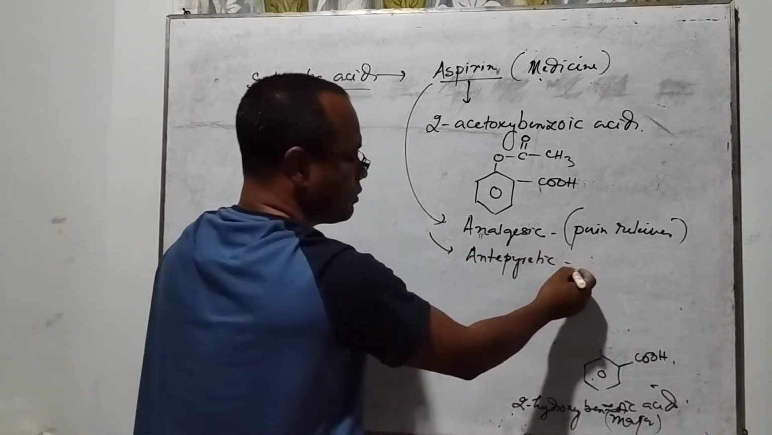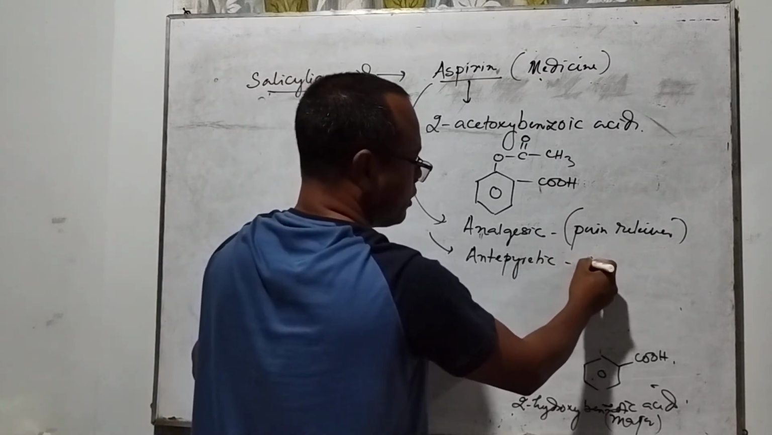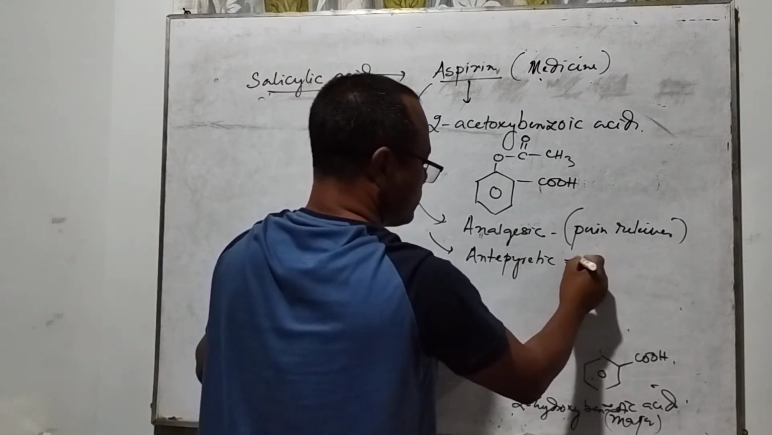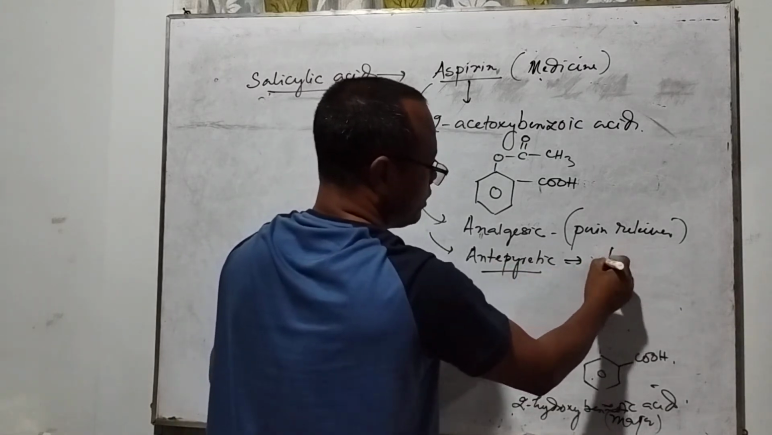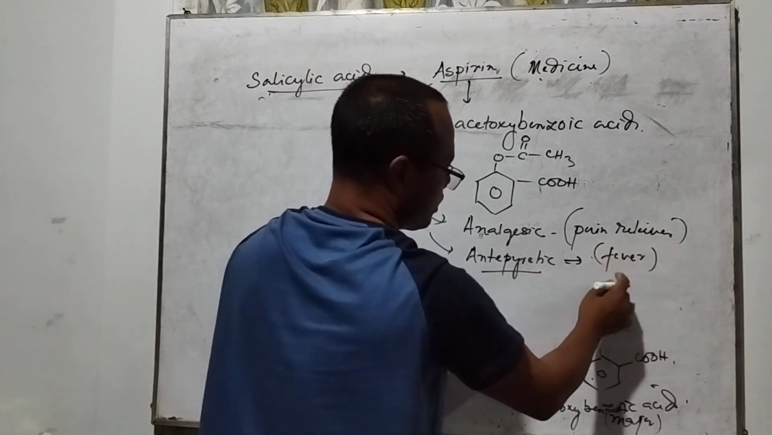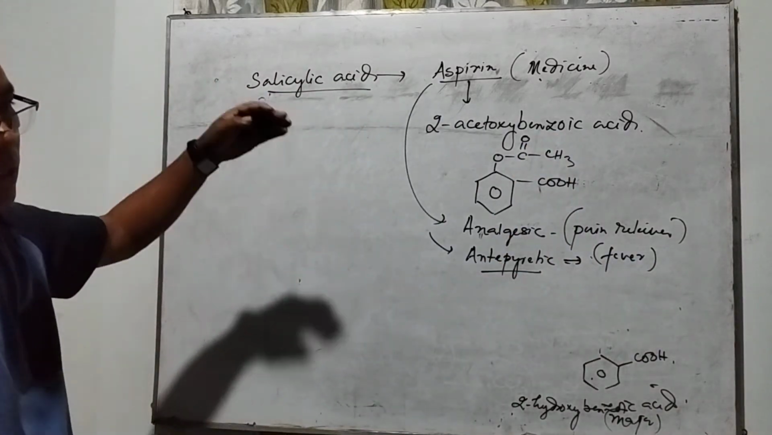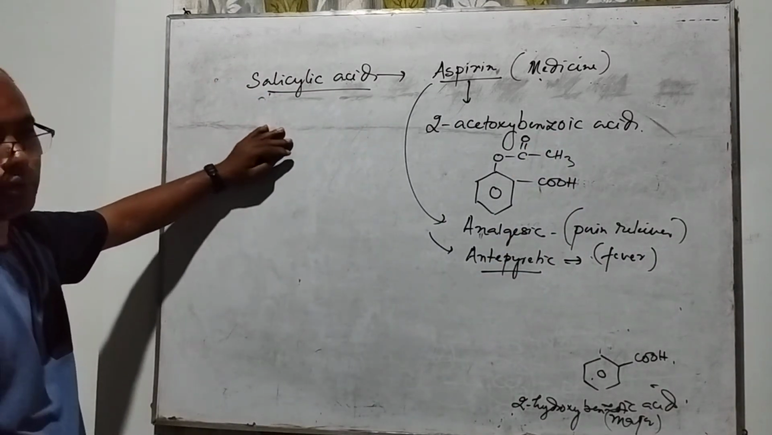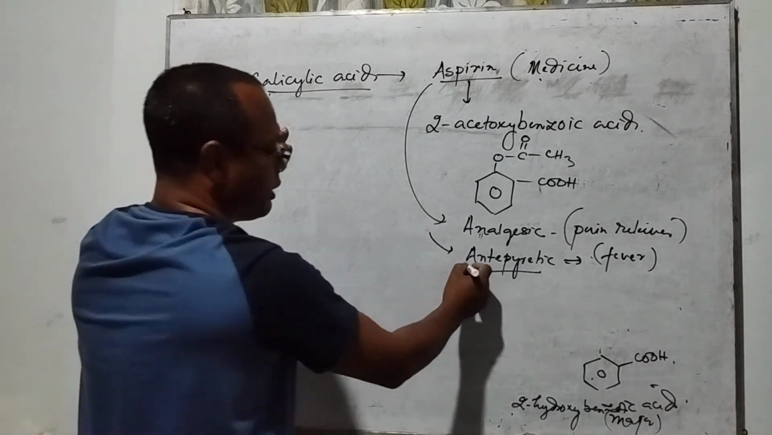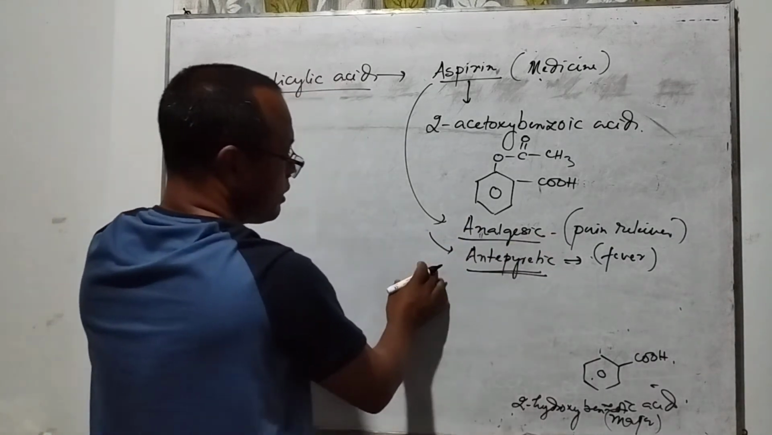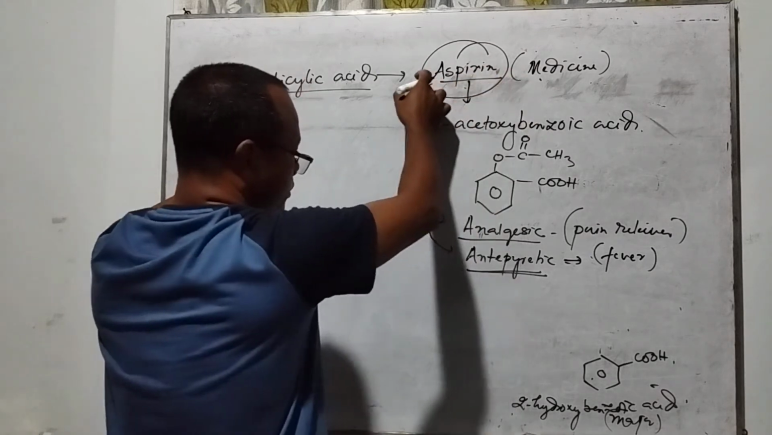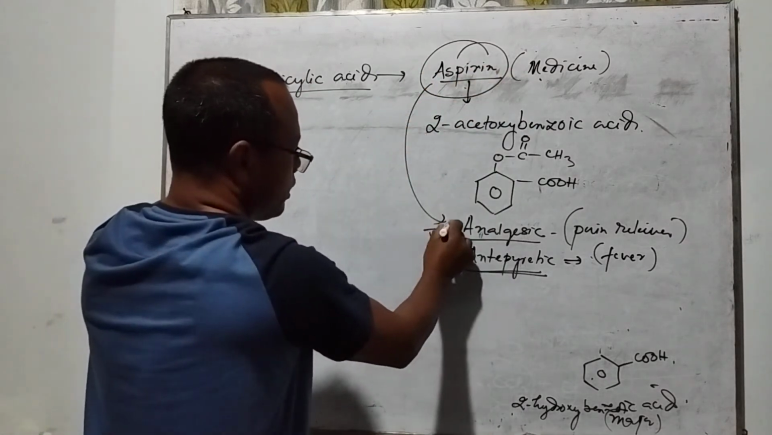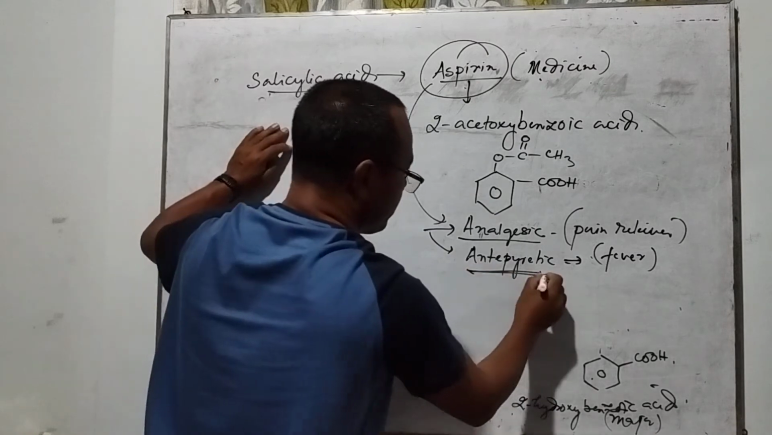That means it is a medicine we use in fever, to reduce our body fever, right? That is the antipyretic. Another is the analgesic. So aspirin is one of the important drugs which can be used as an analgesic as well as an antipyretic, right?